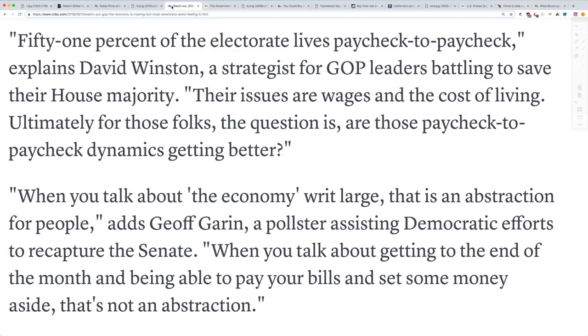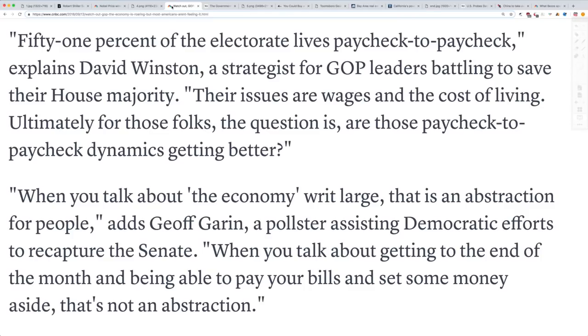51% of people live paycheck to paycheck. Their issues are wages and the cost of living. Ultimately, for those folks, the question is, are those paycheck-to-paycheck dynamics getting better? This is talking about the actual economy and how the economy supposedly is getting better, but do the actual people feel the better economy? And the answer is no.